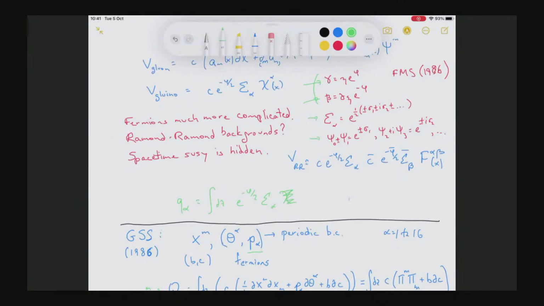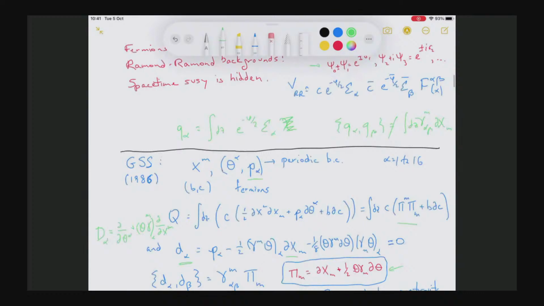But as we'll see, Q alpha with Q beta in the RNS formalism is not the usual space-time supersymmetry generator. It's not equal to the integral of dx gamma^m alpha beta dx. That's essentially one way to see that space-time supersymmetry is not manifest. So that's essentially the disease we're going to cure in this generalized RNS.